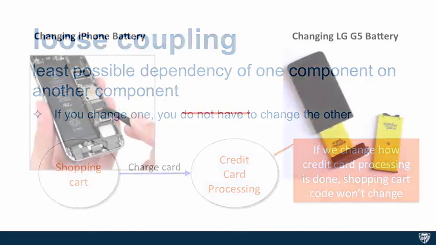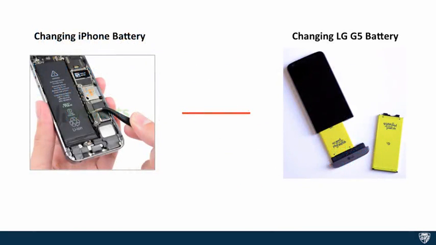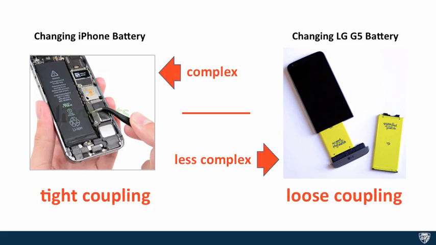If we take a look at an example of that in real life, for example, changing an iPhone battery is a fairly complex process as opposed to changing, let's say, an LG G5 battery. You just pop it out and pop it back in. With the iPhone battery, you have tight coupling, and therefore you have very complex things to do in order to pop it out and put a new one in. And in the case of the LG G5 battery, it's loose coupling because all you have to do is press some button, it pops out the battery, and you pop the new one in.